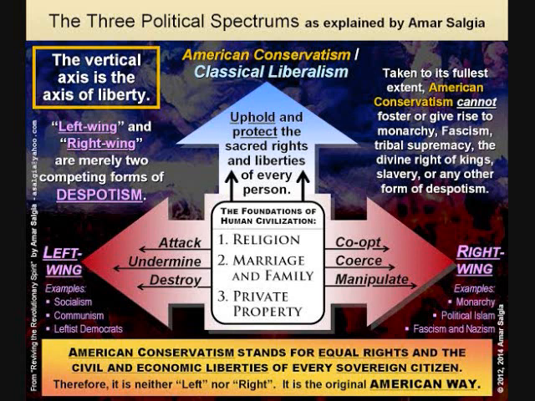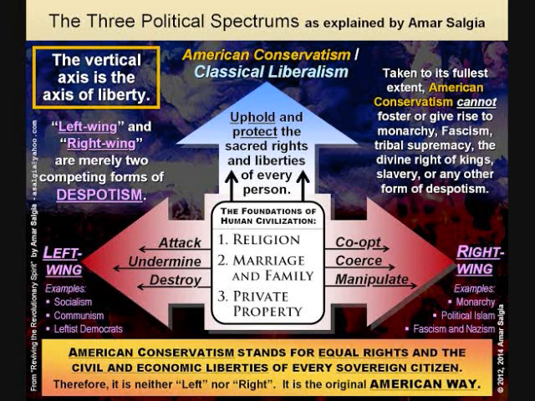Now, the left wing and right wing have shown a tendency to borrow ideas from one another, and we'll see examples of that as we go along. So I hope this makes it clear that classical liberalism, American conservatism, is neither left nor right, left and right being European, old world concepts. Our founding fathers were neither left nor right. They were classically liberal, but they believed in classical liberty.